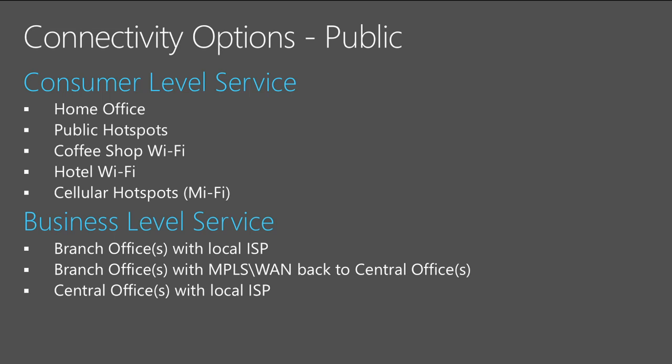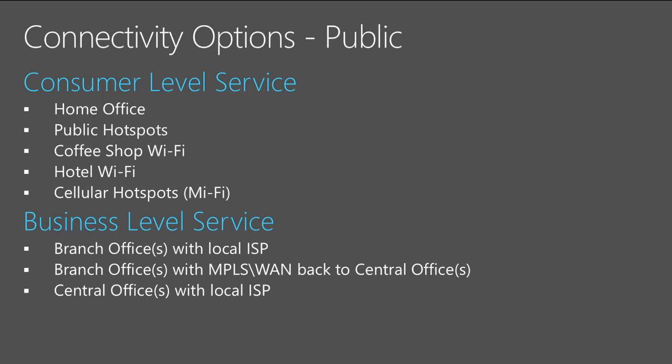A context that I wanted to outline first as we go a little deeper is the idea of the types of connectivity that you can have. So right now, the primary connectivity that you can have to Skype for Business Online is going to be a public type of connectivity across the internet. And I've divided those into two contexts where we have consumer level service, which would be your home office and whatever ISP you may have there. And then your public hotspots or hotel Wi-Fi, things like that, or even when you make your phone a hotspot or you have a MiFi device, things of that nature.